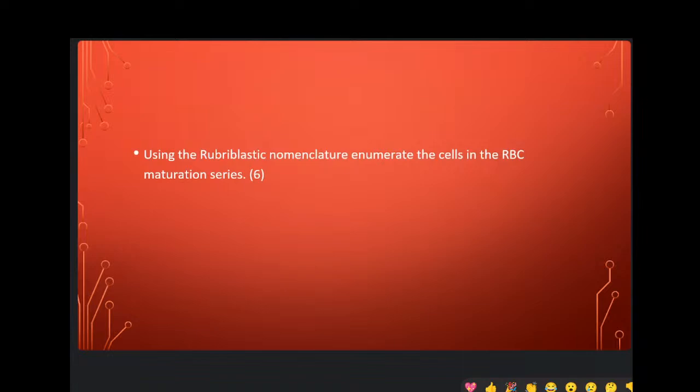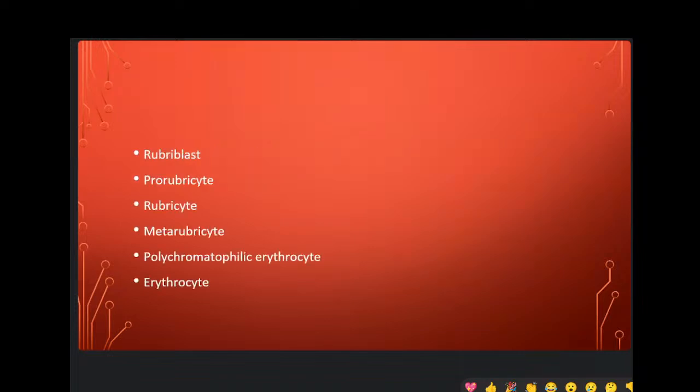Now, let's move on to the next slide. Using the rubriblastic nomenclature, enumerate the cells in the maturation series. Actually, pwede ko naman silang pagsamasamahin tatlo, na hiwalay lang kasi wala nang space. When I was typing this, I didn't know that you can create three cells. So based on what they said, it's almost the same. You just start with the rubriblast, prorubricyte, rubricyte, metarubricyte, polychromatophilic rubricyte or reticulocyte, and then lastly is the erythrocyte. So almost the same. I think you just need to change normo to erythroblastic.